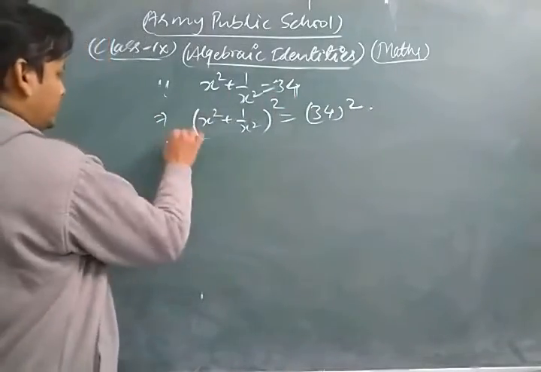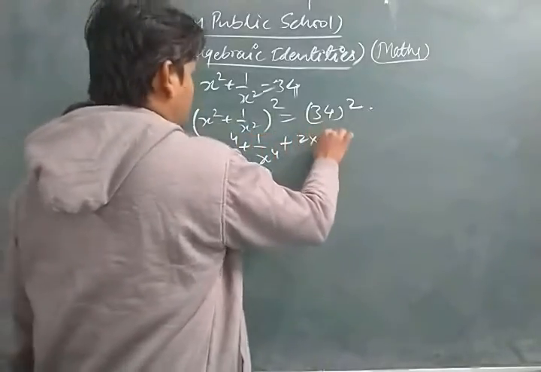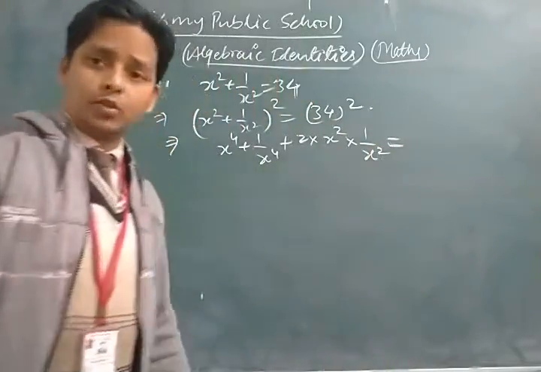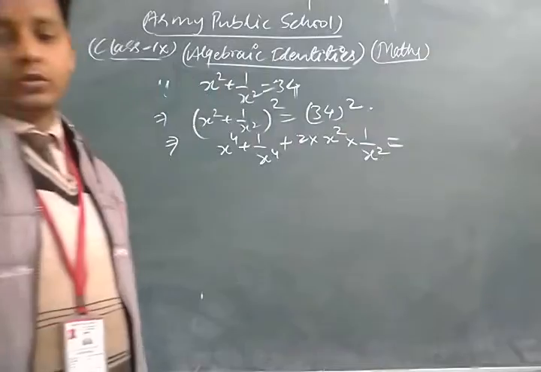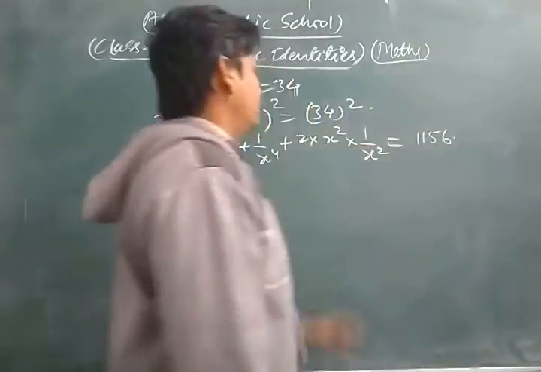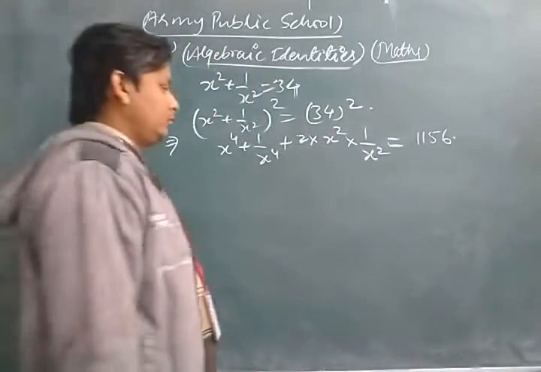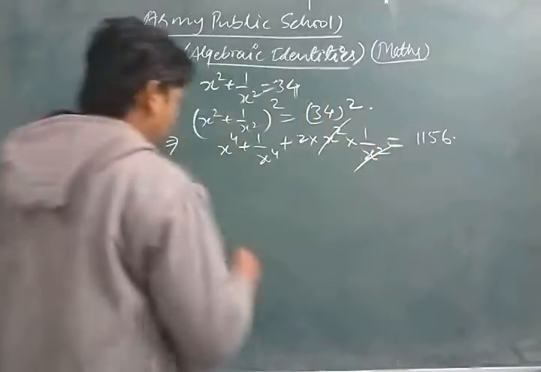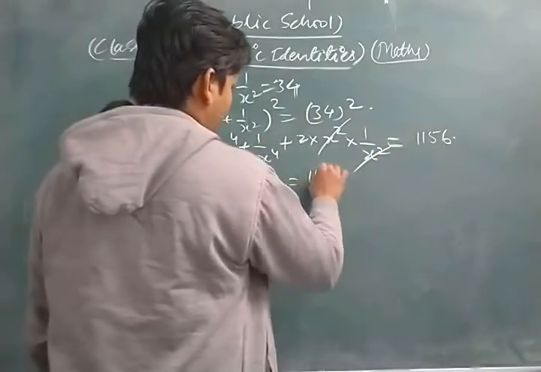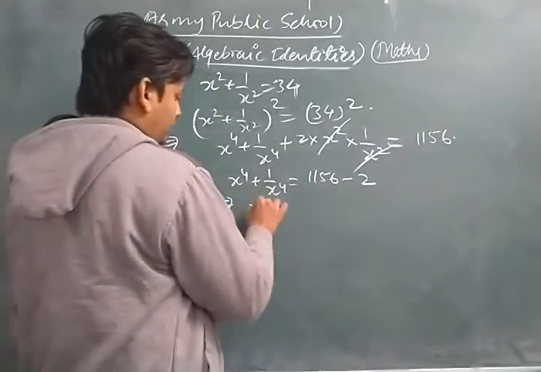Now a square plus b square plus 2 into a into b is equal to 34 square. The square of 34 is what? 1156. Now what do I do? Look. From there x square and 1 upon x square will cancel each other. So thus the value of this is minus 2.